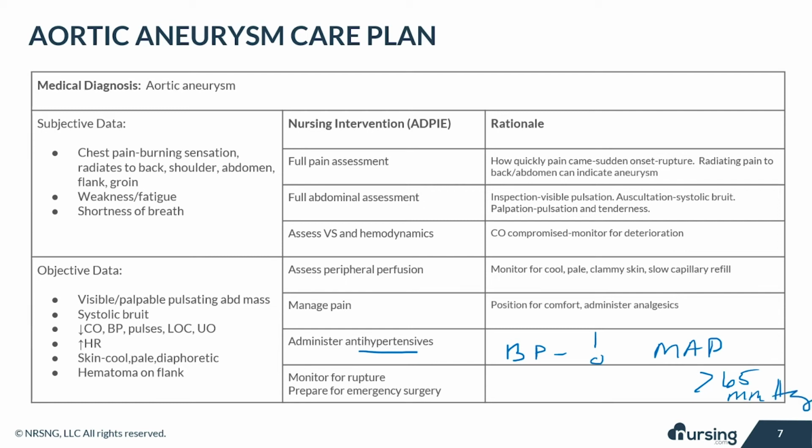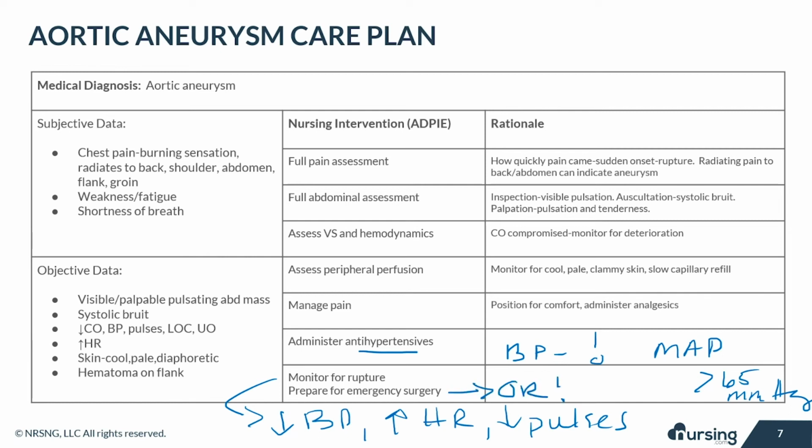To monitor for evidence of rupture, assess the patient for sudden, severe pain that radiates to the back, flank, or groin, or a hematoma on the flank, and also for signs of shock, which are going to be decreased blood pressure, increased heart rate, decreased pulses, slow capillary refill, cool, pale, clammy skin. If a patient has a ruptured aneurysm, they must go to the OR immediately. This is emergent to prevent death from hemorrhage. In other cases, a patient may be sent to the cath lab or the OR for repair.